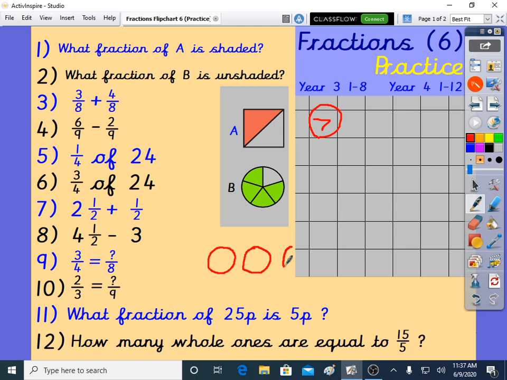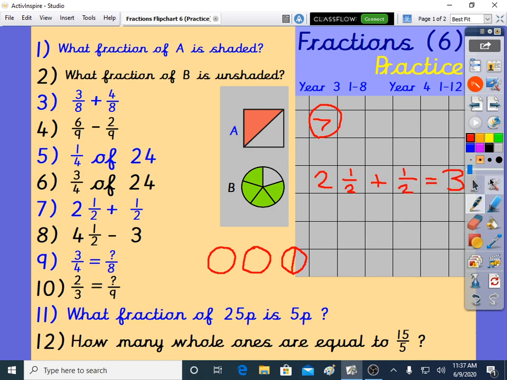I'll draw a half. It's supposed to be exactly a half. My pictures might not be brilliant, but you get the idea. 2.5, and then if you plus a half, what do you get? Well, you could put another half onto here. Now you'd have 1, 2, 3 whole circles, because 2.5 plus a half makes 3. So the answer is 3.